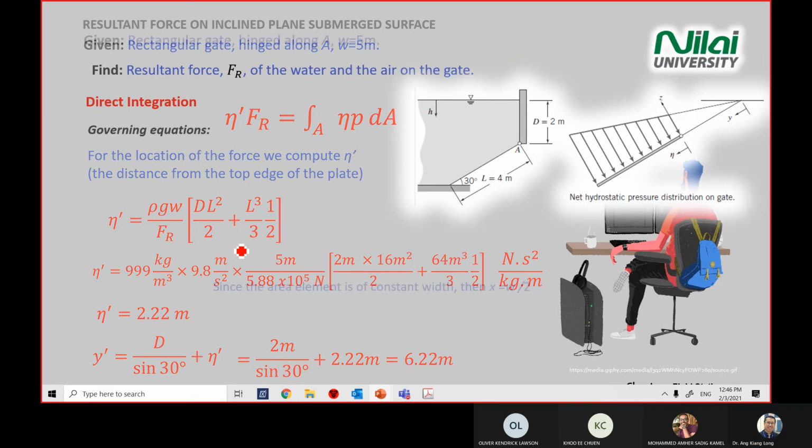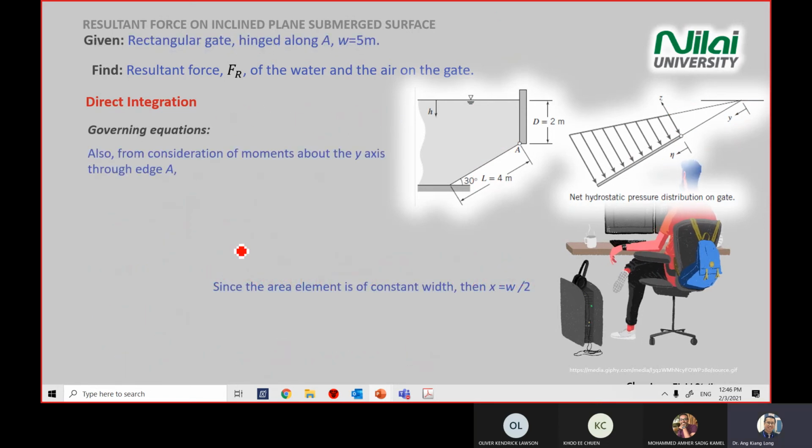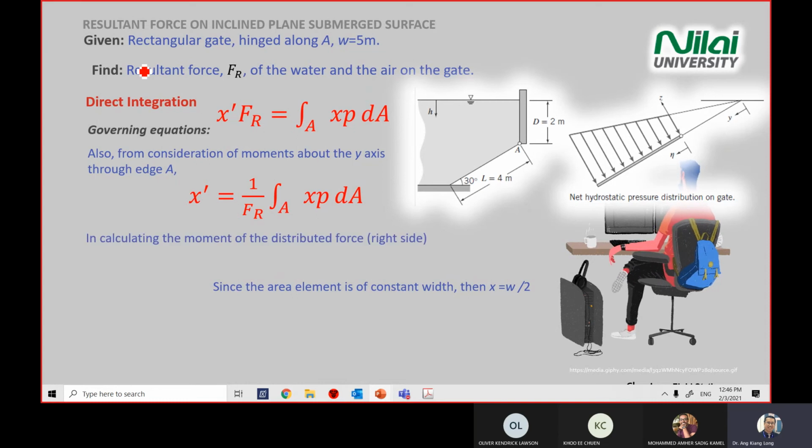Okay. The next step will be finding your x bar or x prime. Same steps as the y prime just now. You change the n prime to x prime in the equation, and then you rearrange the equation and you substitute.